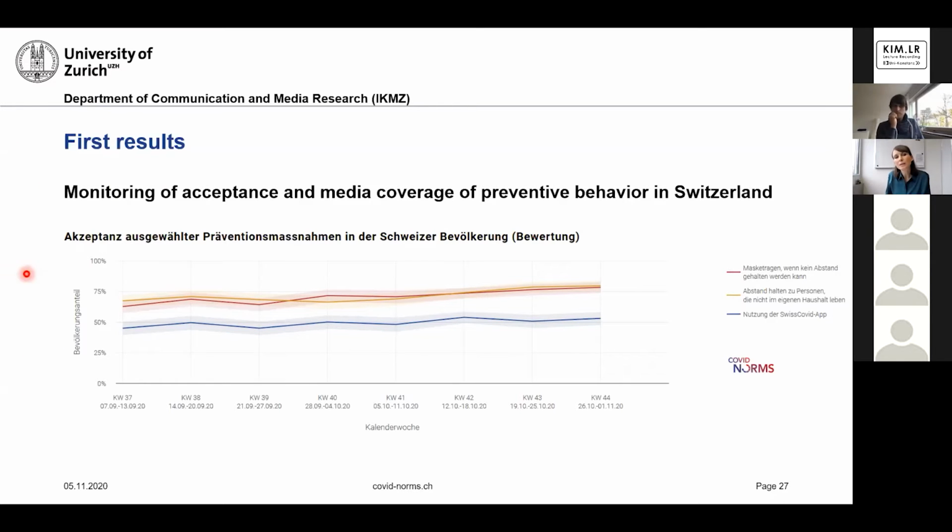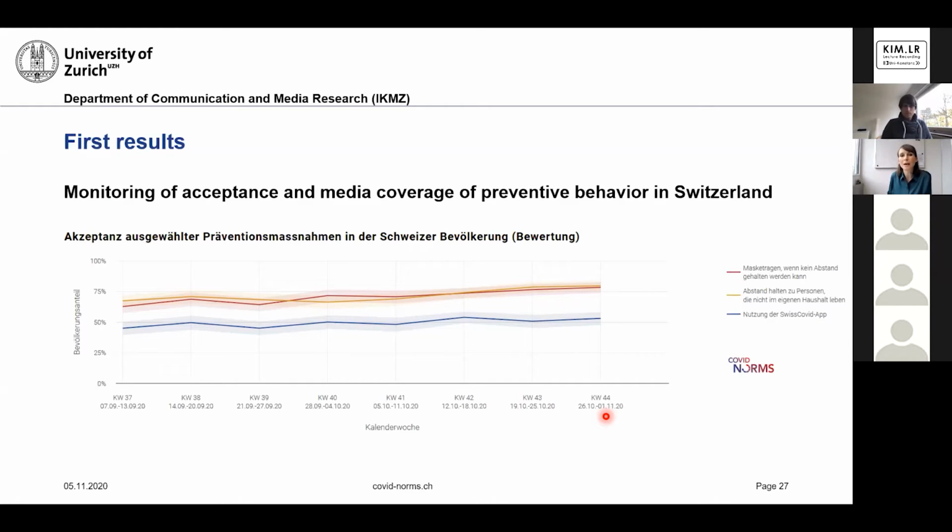But what this shows is actually the percentage of Swiss who approve of different health protection behaviors, like wearing a face mask, social distancing, and using the SwissCovid app. And what you can see here is the results of the first 7 trend surveys that we have conducted since the beginning of September. And you see that the social approval, the acceptance of these health preventive measures, increases over time, which is of course due to the increasing numbers of infections.